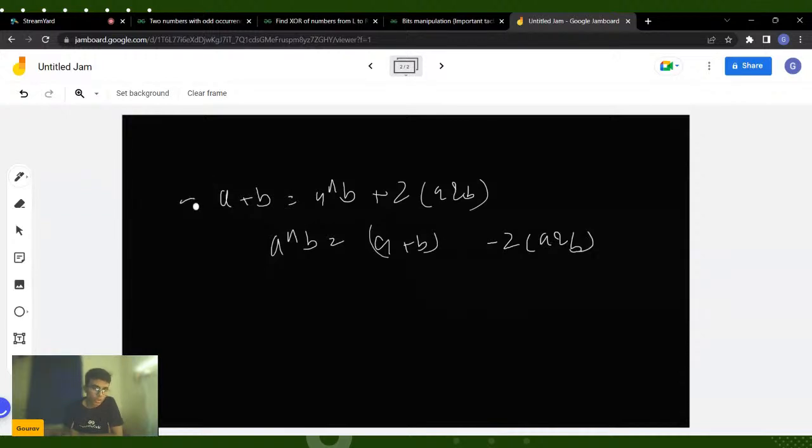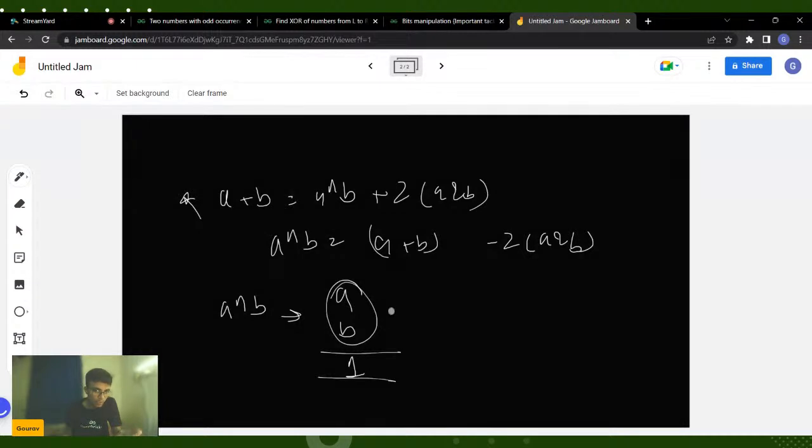So how is this getting derived? If you try to do this operation, you will understand basically. So what exactly is happening in A XOR B? There are two numbers A and B and you're trying to XOR them. XORing means that in the XOR value, those indexes will be 1 in which either of the numbers is equal to 1.